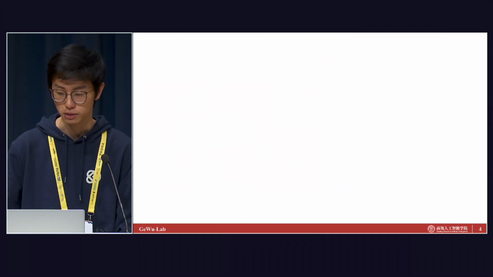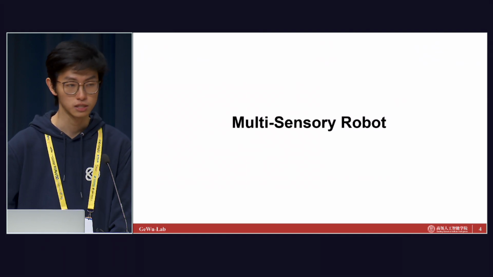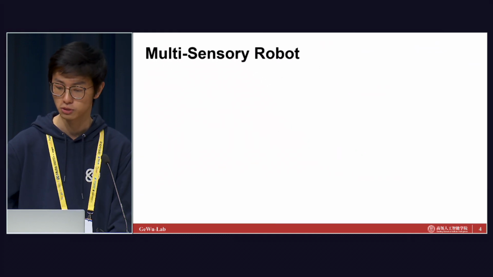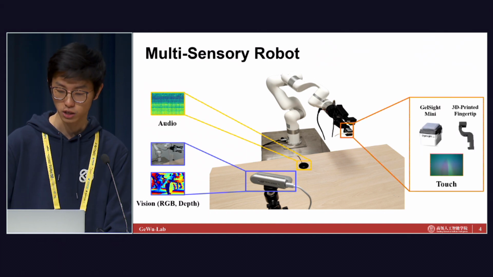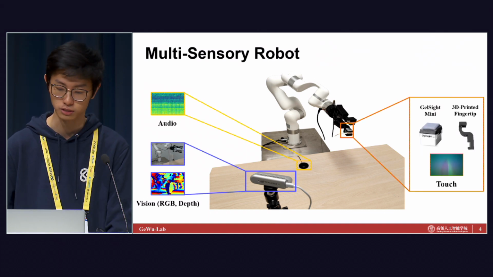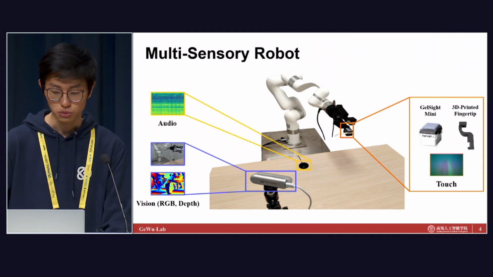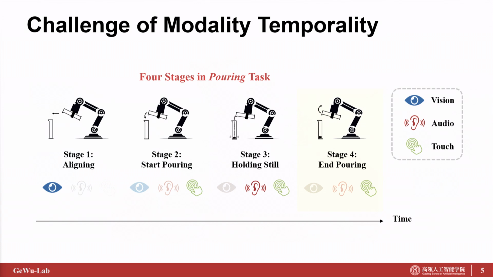Inspired by human perception, to endow robots with this capability as well, we've started seeing the emergence of some multisensory robots. We also built our own multisensory robot system with visual, audio, and tactile sensors. We customized the fingertips to hold the GelSight Mini tactile sensor. However, when we actually try to use imitation learning to train models for these multisensory manipulation tasks, we found that for robots, dealing with the challenge of modality temporality is not as easy as for humans.